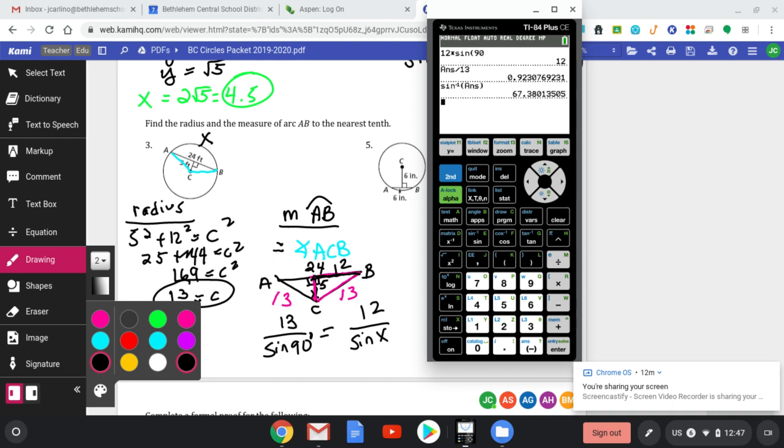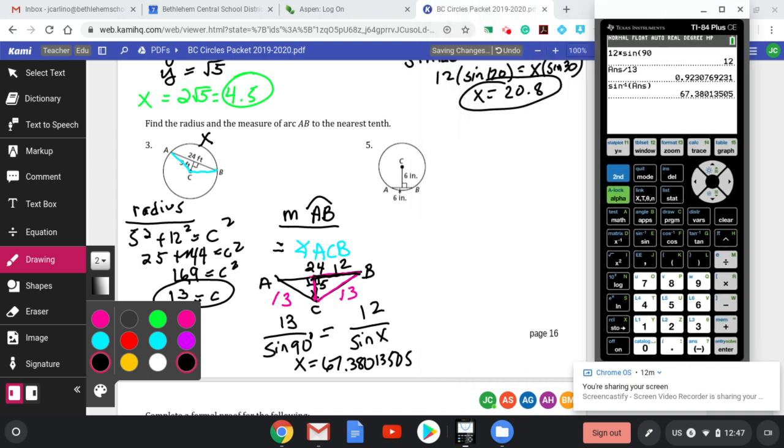So my angle is 67.38013505, but remember, I've got to double it, right? Because that's only half the angle. So I double it, and to the nearest tenth, it comes out to be about 134.8 degrees. All right, so that's a nice little way of doing that one.